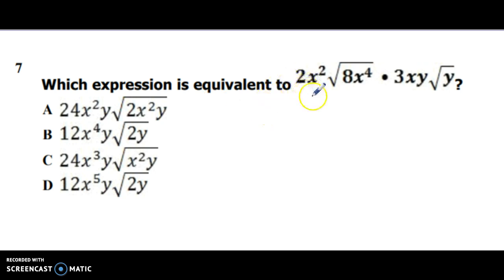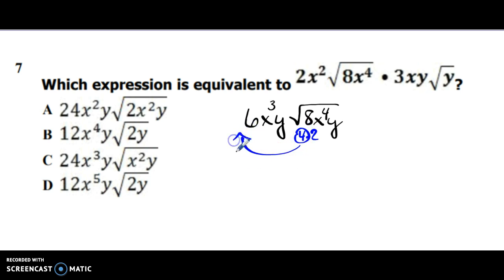We need to simplify. Let's multiply outside times outside, inside times inside. So 2 times 3 is going to give us 6. X squared times x, we add our exponent, so that's x cubed, y. Underneath our radical sign, we have 8, x to the 4th, y. This we can break down into 4 times 2. Square root of 4 is 2. That's going to come outside.